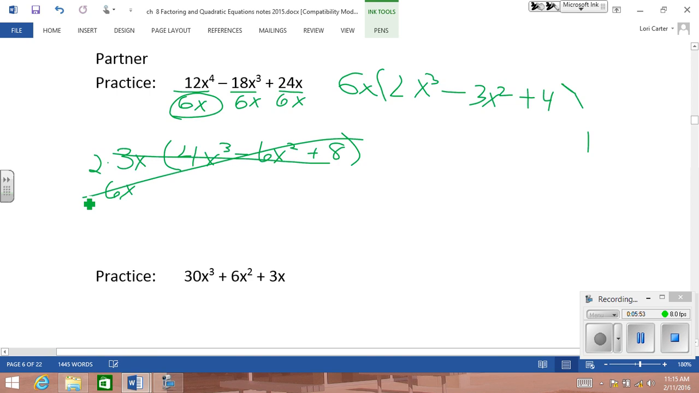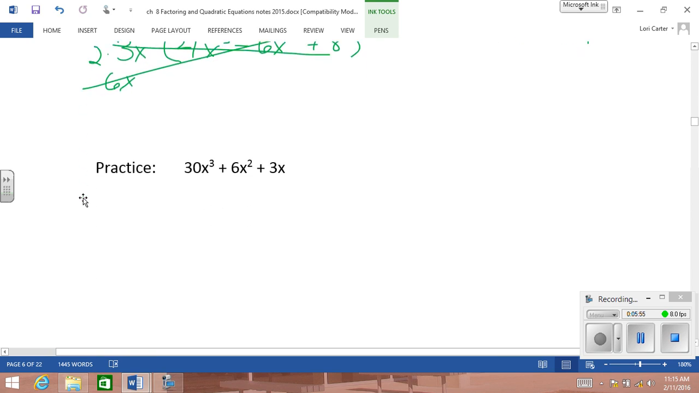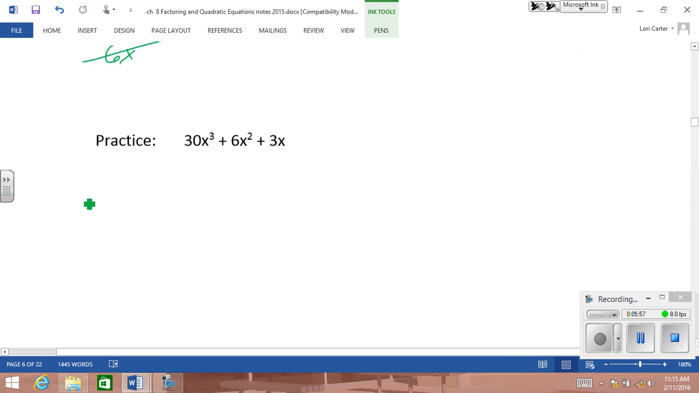Okay, what does the bottom one have in common? 3. 3 what? 3x. So I'm going to divide everybody by 3x. So the 3x goes in front. What do I have left? 10x squared. 2x. Plus 1. Oh, you got it.